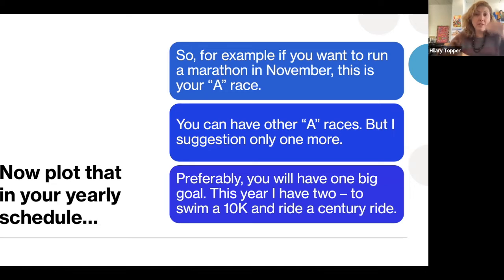I know for me with the New York City Marathon, I was training 6 hours at a clip, 7 hours at a clip. I mean, it was a lot of training. So I think you have to really focus and zone in on what you want and what's important to you. And then preferably you'll have one big goal, and then this year you might have something else, maybe a swim or a century ride or something like that.